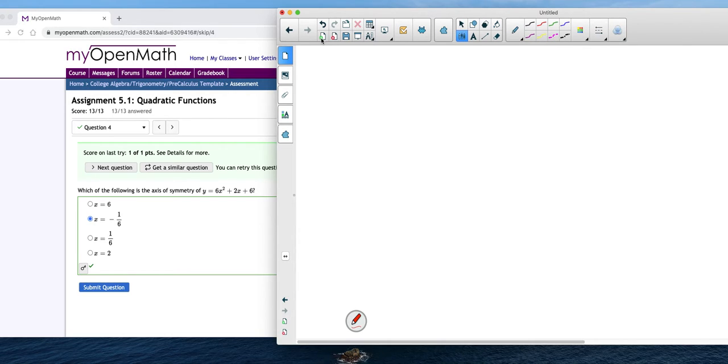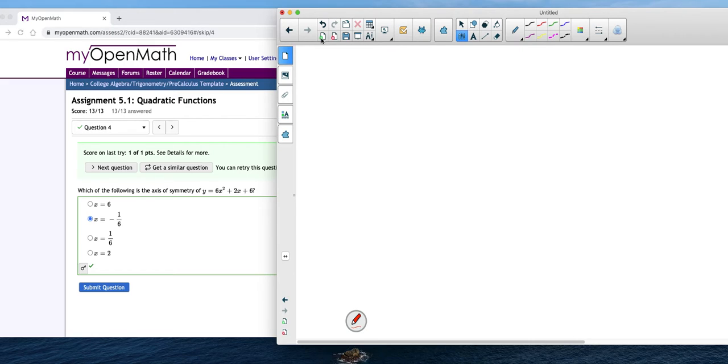So we're supposed to find the axis of symmetry. In the first question of this assignment, there's a video with the question. This one doesn't have a video, but the video that goes with the first question does a pretty good job of explaining how to find the axis of symmetry. The problem type isn't quite the same, so it's a little bit different. I just thought I'd make another video, hopefully to help you guys out.